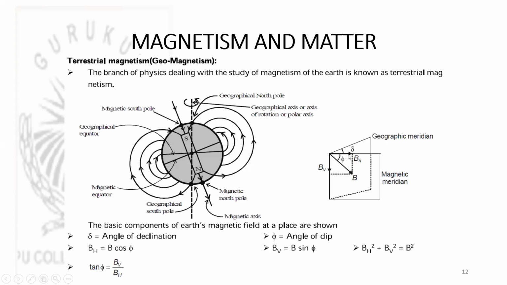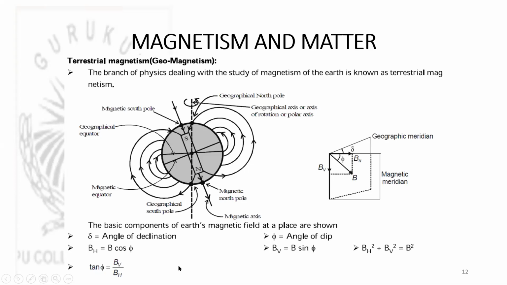The component of Earth's magnetic field present along the horizontal direction in the magnetic meridian is called the horizontal component of the magnetic field of Earth, which is given by BH = B cos phi, and the magnetic field in the vertical direction is the vertical component, given by BV = B sin phi. So you can write BH² + BV² = B². That gives the magnitude of the magnetic field of Earth, and tan phi = BV/BH gives us the direction of the magnetic field in the magnetic meridian.